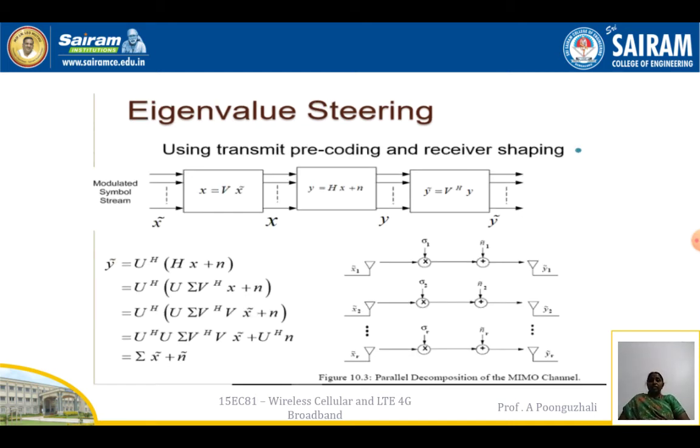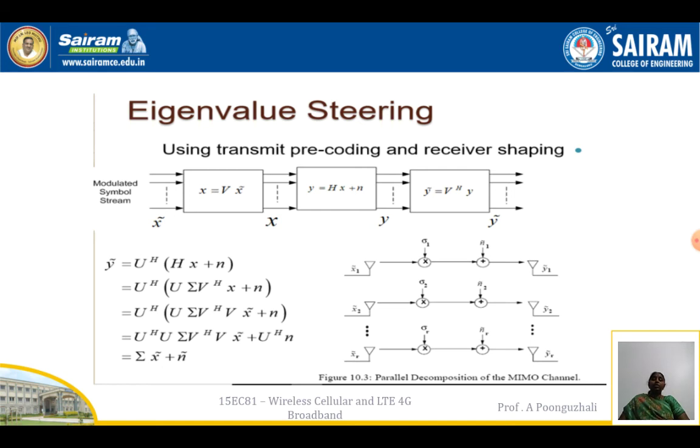Eigenvalue steering is where we are going to use transmit precoding and receiver shaping. Before transmitting, we are going to precode the symbols and then transmit them. At the receiver, we are going to do the receiver shaping. Your modulated symbol stream is going to be x cap, which is what we have received. That is, x is equal to V into x cap. So we are going to get your x, the symbol, at the output. Then this x symbol is going to be given to the channel, y is equal to Hx plus n.